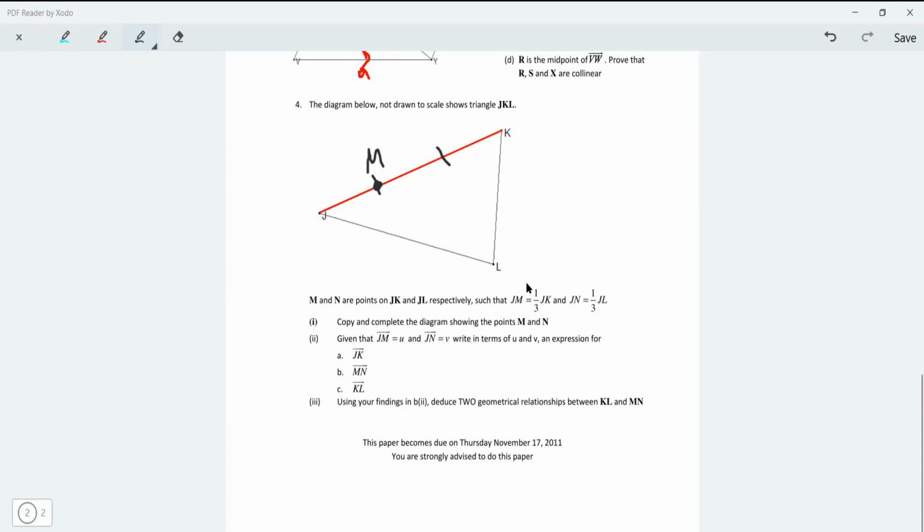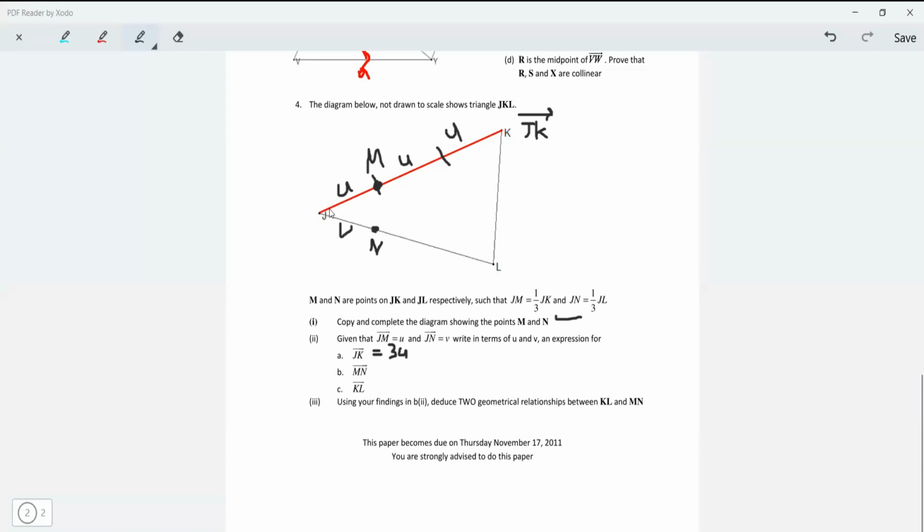Then if you draw a straight line to represent JL, they tell us that JN is 1/3 of JL. So N is somewhere right here. So, copy and complete showing points M and N. That's what you do. Now we want to find vector JK. Remember, vector J to K. It tells us that JM is u. So going from J to M is u. If this is u, then this is also u, then this is also u. So to go from J to K is 3u.